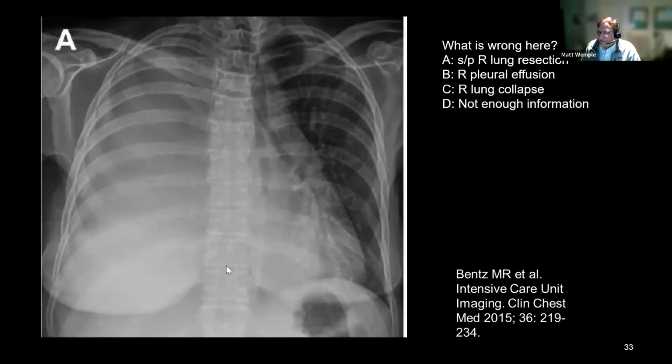All right. What's wrong here? This is a different sort of discussion. What is wrong with this particular patient? I can give you guys a little bit more time on this one.